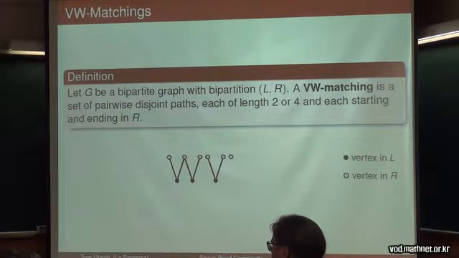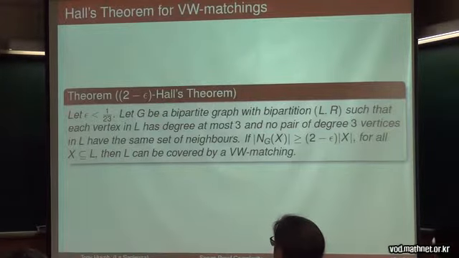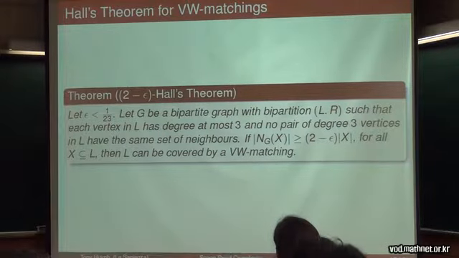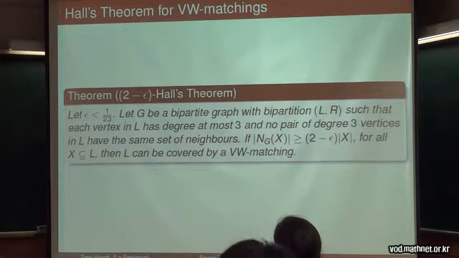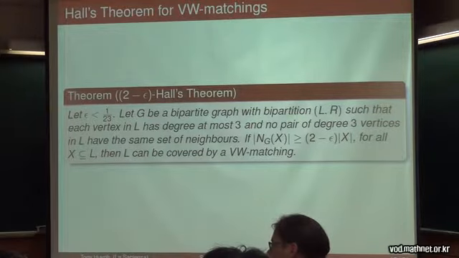Right. So this is a theorem we proved in the paper, which is basically a 2 minus epsilon version of Hall's theorem, right? So if I fix epsilon to be less than 1 over 23, and you've got this bipartite graph, each vertex on the left has degree at most 3, and no pair of degree 3 vertices have the same set of neighbors. So these degree conditions just come from looking at the adjacency graph of a 3 CNF.